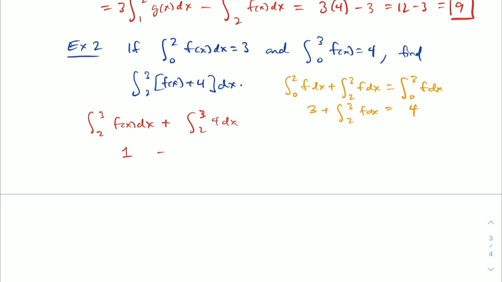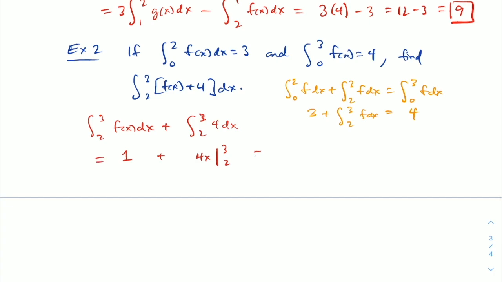And then we can evaluate this second integral. This is just going to be 4x by the fundamental theorem. We could put 3 and 2 into that and take the difference. So we'll get 1 plus 4 times 3 minus 4 times 2, which is 1 plus 4, which is 5.